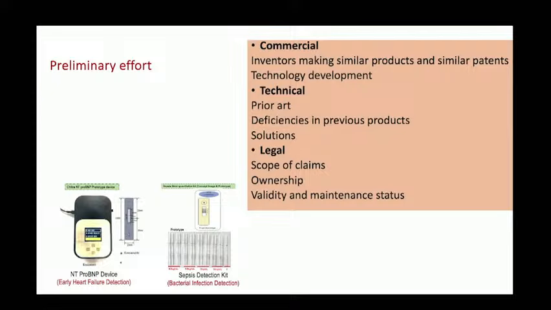Then comes the preliminary effort. You have to make a commercial effort. Inventors making similar products, similar patents and technology developments need to be looked at. You have to look at what the previous history is, what the deficiencies in the previous products are, and what solutions this offers. Then legally, you have to look at the scope of claims, the ownership, and the validity and maintenance feature.